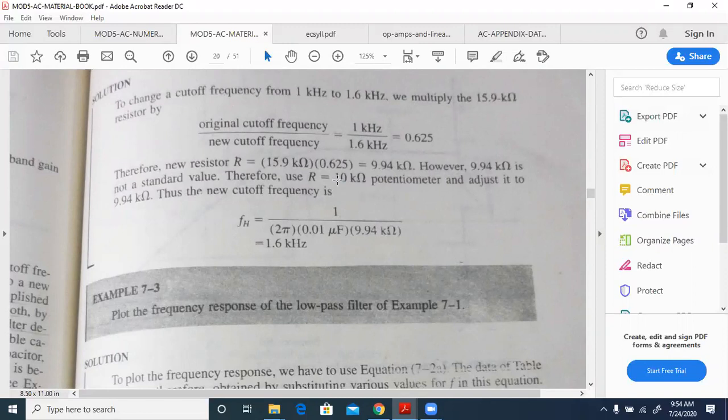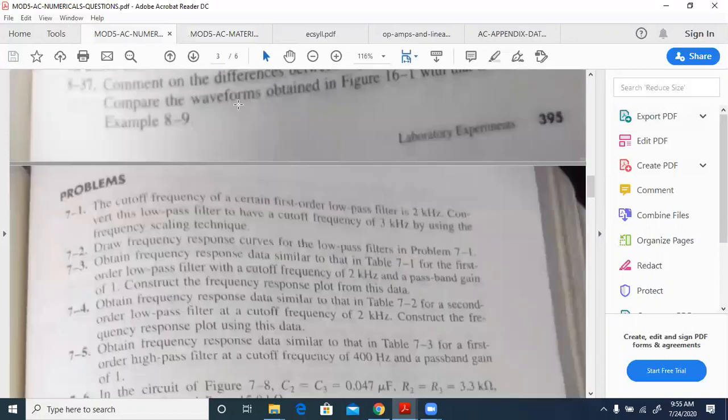And again, 9.94 kilo ohm is not available, so standard value 10 can be chosen, or you can choose a potentiometer of 10 kilo ohms and vary it such that you get a value of 9.94 kilo ohms. You can as well use a potentiometer of 20 kilo ohm also and vary the potentiometer such that you get 9.94 kilo ohms. And that will give us, if you substitute over here, the FH value will turn out to be 1.6 kilohertz.